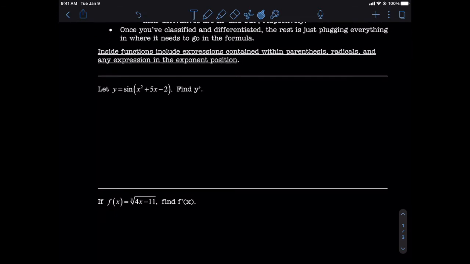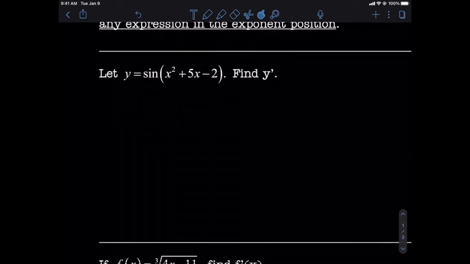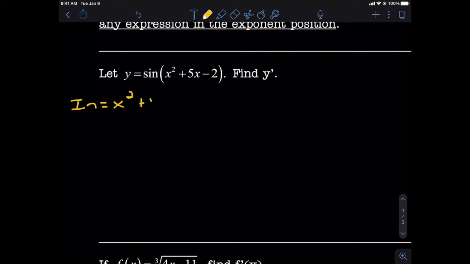So, our first example here asks us to find y prime when y is equal to sine of x squared plus 5x minus 2. We're going to start out by trying to figure out what's the outside function and what's the inside function. For functions with parentheses, we define the inside function as the one that's in the parentheses. So, in our case, our inside function is going to be x squared plus 5x minus 2. We may as well take the derivative of this because it's a simple power rule, right? The derivative of x squared is 2x, the derivative of 5x is 5, and then the derivative of negative 2 is 0. We don't really care to write that.